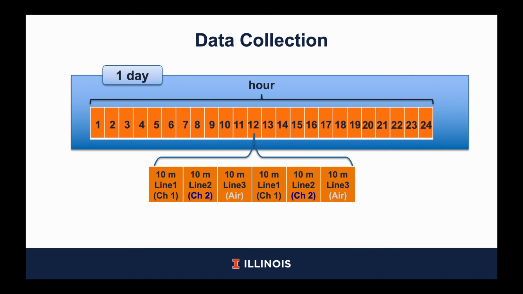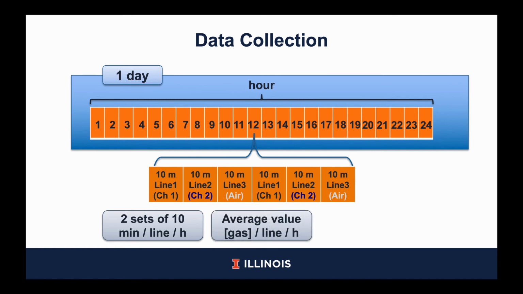So at the end, we will have 2 sets of 10 minutes per line per hour, and we average this value per gas per line per hour. And at the end, we sum the values of the 3 gases in the 22 hours, and we are able to estimate the variation of these gases in a 24-hour period.